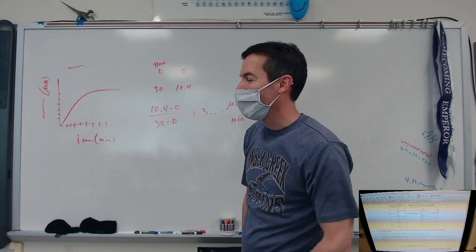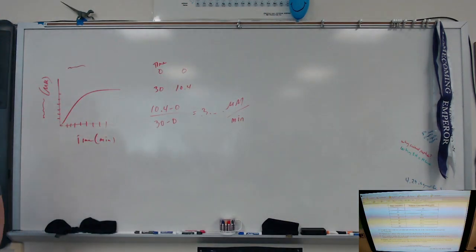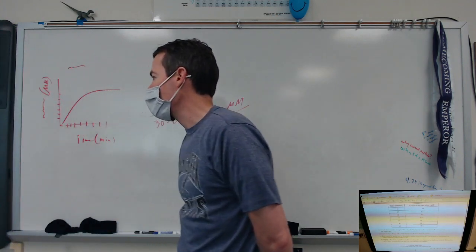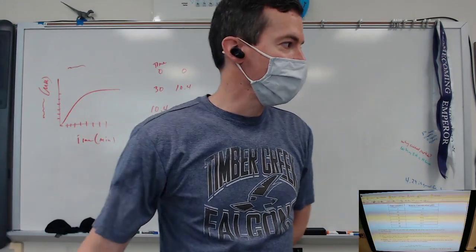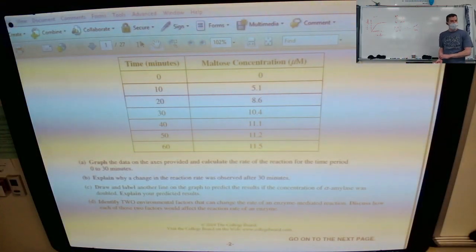Okay, part C. I'll give you a second on this one. It says draw and label another line on the graph to predict the results if the concentration of amylase was doubled. If I double the concentration of amylase and I draw a new line, I'd want to make sure I label it.